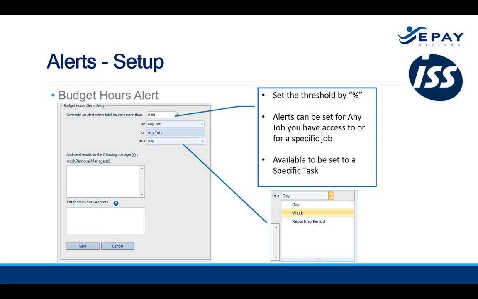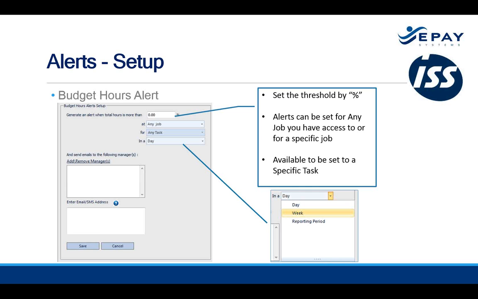Same thing. Set your threshold by percentage. You go in there and pick either all your jobs, leave it alone and say all jobs, or you can be specific to the job you want. Pick a job as related to a specific job. A task as related to a specific job, and then once again pick your day, week, or reporting period as your option. But budget hours alert and budget amount alert are pretty much identical. It's just based on, do you want to look at the hours or do you want to look at the dollars when you want to be alerted.